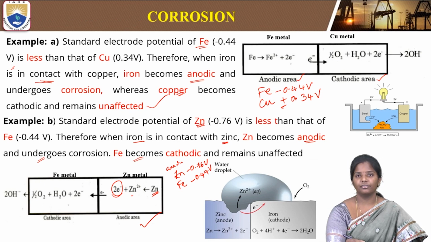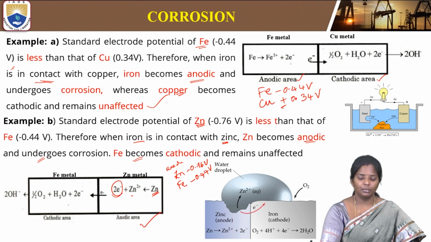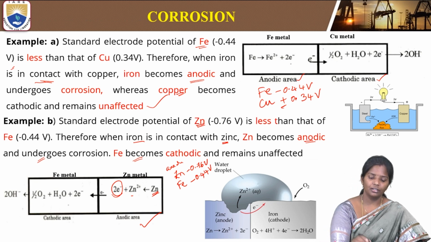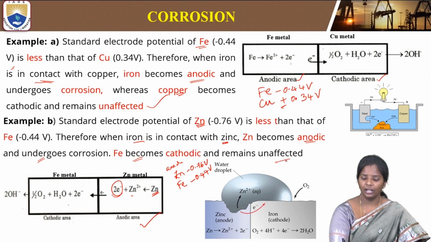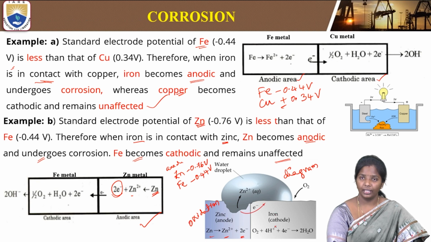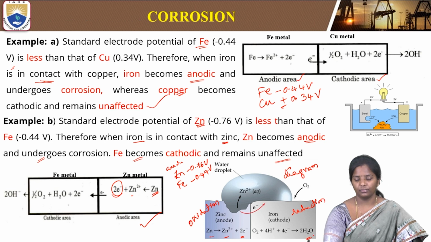Previously we have seen iron always corroding, but when there are two metals like iron and zinc, depending on their electrode potentials, zinc will be corroding here and iron is unaffected. The same is shown in the diagram. Zn goes to Zn2+ by oxidation, releasing 2 electrons, and iron is the cathode, where reduction takes place and forms water. So zinc is corroding.